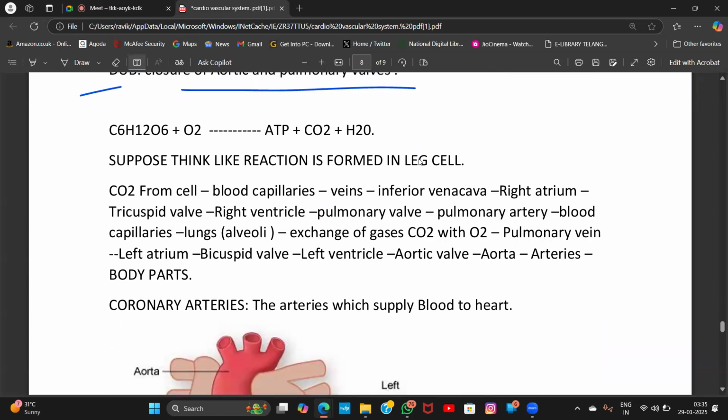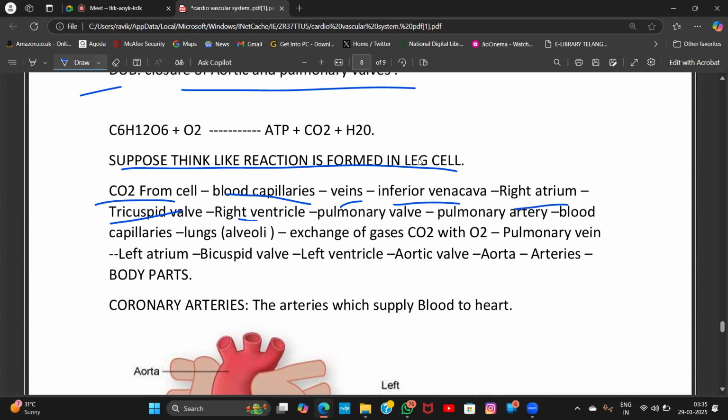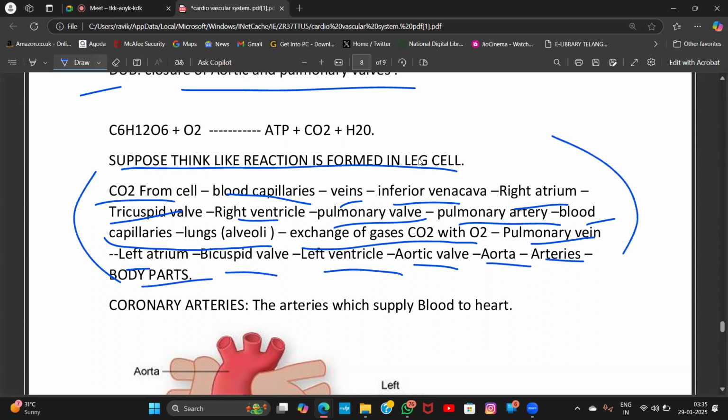Yeah, next. See here. Suppose the reaction is formed inside the leg. CO2 from the blood capillaries, veins, inferior vena cava, right atrium, tricuspid valve, right ventricle, pulmonary valve, pulmonary artery, blood capillaries to lungs. Now the exchange of gases, CO2 with O2, then leads to pulmonary vein, left atrium, bicuspid valve, left ventricle, aortic valve, aorta, arteries, and body parts. Yesterday I said CO2 and O2 chart. This is the chart. By watching this also you can write.